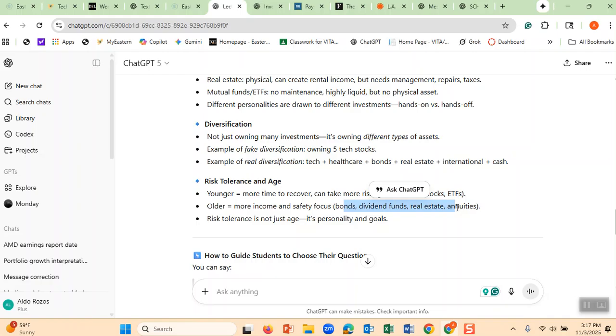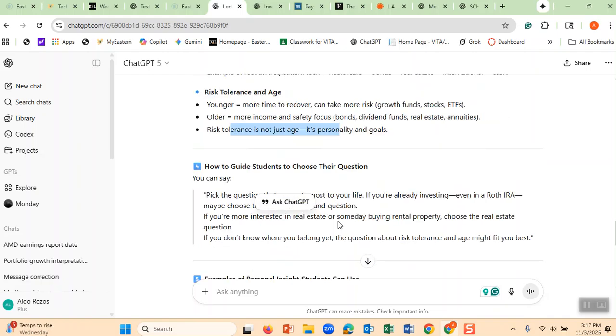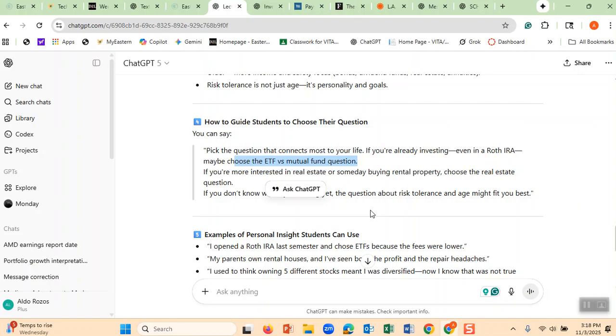Therefore, for older people, it all depends on their risk tolerance. And then here is what ChatGPT recommended. Pick a question that connects, Roth IRA, or choose the ETF versus mutual fund questions, and the questions are there.